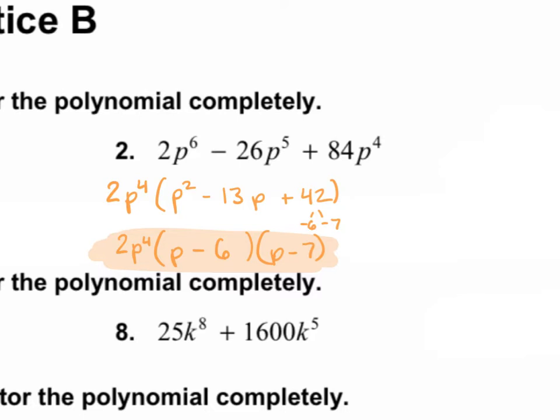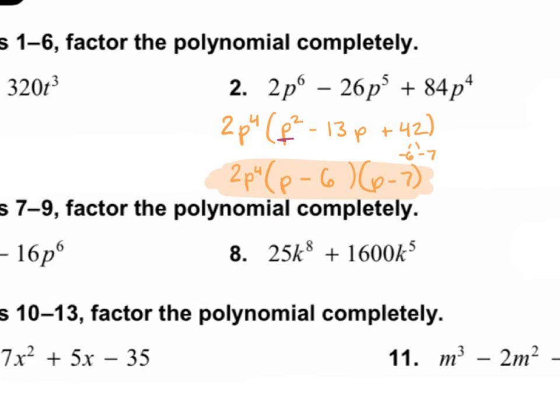Because our goal is to FOIL this back out and get p to the 6th power. So if it was a 4, we would break it down into 2 and 2. Since this one was just a 2, that's why it's 1 and 1. Because we would FOIL this out and we would get p squared.